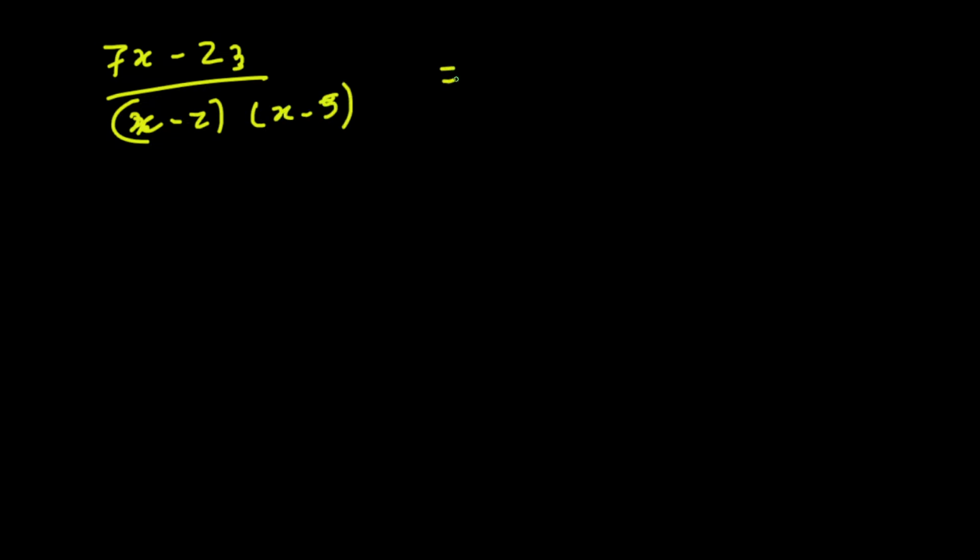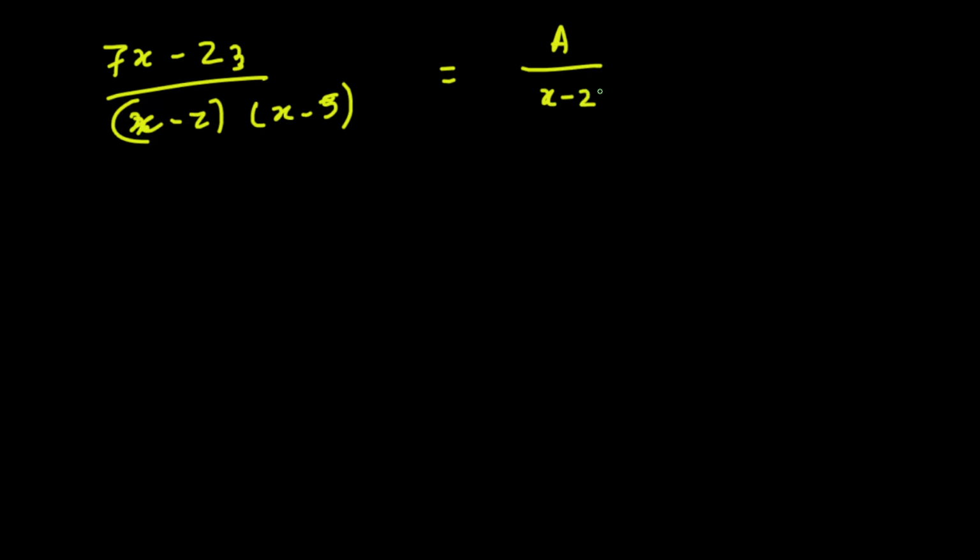Let me grab a pen here. Okay, let's say we have something like (7x - 23) over (x - 2)(x - 5), just doing a partial fraction as an example. On the other side, as we did before, we take each of these factors and put a constant on top.